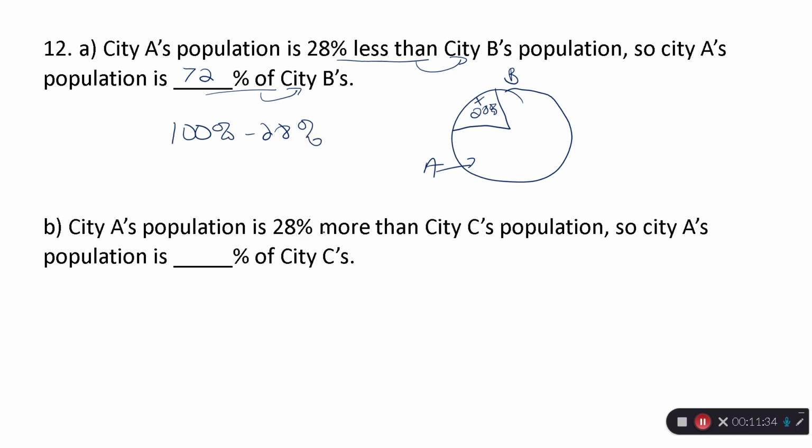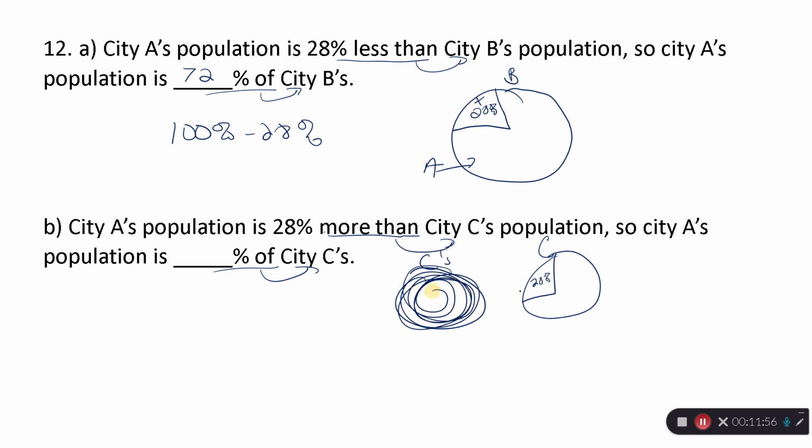Similarly here, this next one references the same city. In this case, they're referencing C, and so this is C's population. City A is not only this circle, but also a little bit more. Notice this would also be C's. It's the same size, but we don't need all of that. We need about 28% more. So A is all of C and 28% more. So that's 100% plus 28%, so 128%.